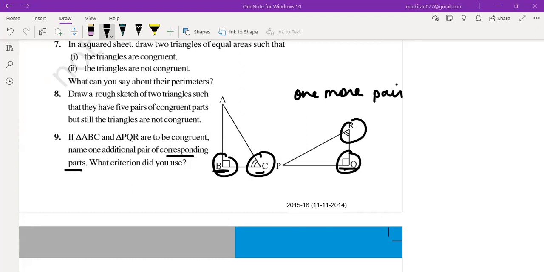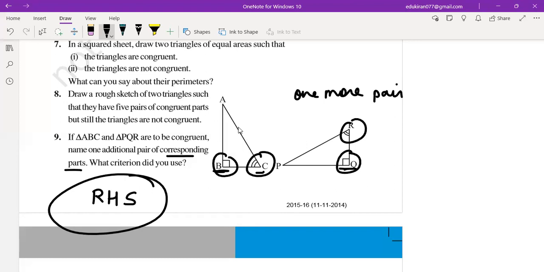Ma'am, A and P. Others? A and B? No, ma'am, A and P. A and P, ma'am. P. I said P. Angle A and angle P, how? Which criteria do you use? This is a right angle triangle. So RHS. So there should be one side now. Yes or no? Or angle. Yes, ma'am. The third one will be your side.